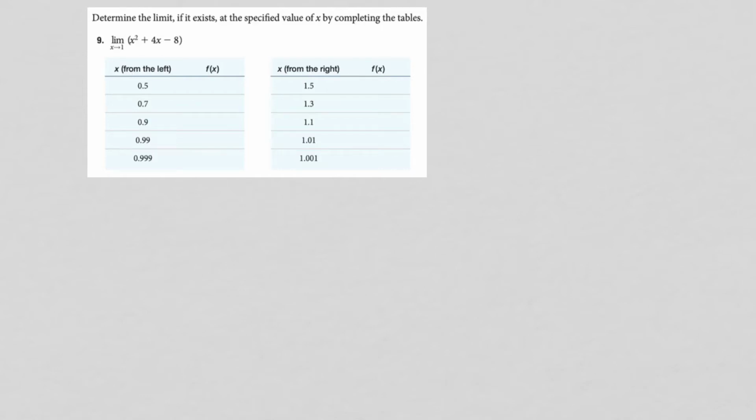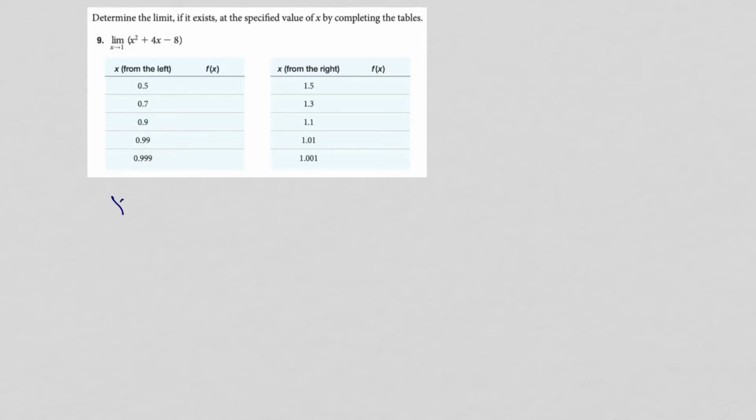Let's evaluate this limit as we approach 1 of this polynomial function. What we're given is that we're going to approach from the left. So we're at 0.5, and we're trying to get to 1, coming in from the left. We're going to start at 0.5, go up to 0.7, up to 0.9, 0.99, 0.999. We're getting closer and closer to 1 from the left side.